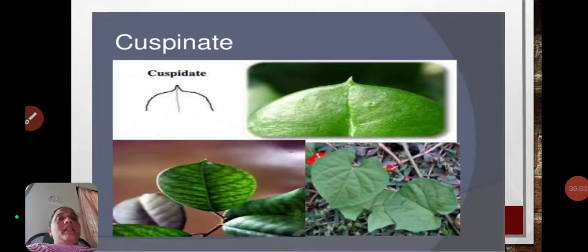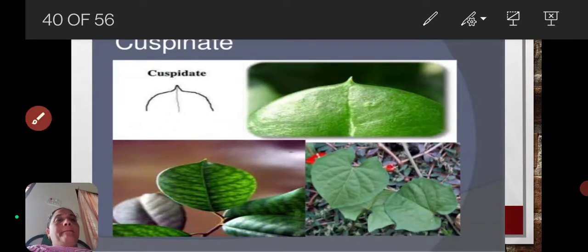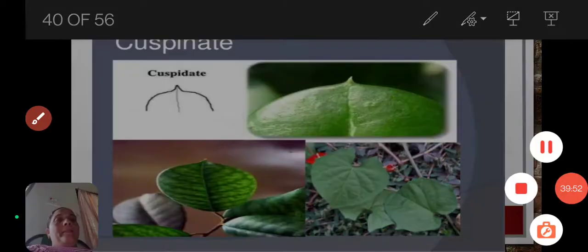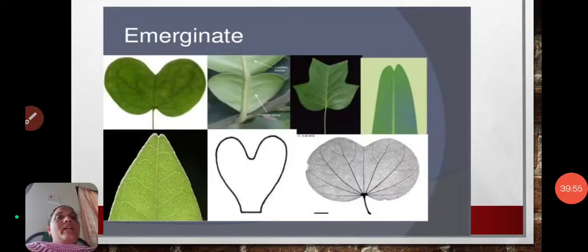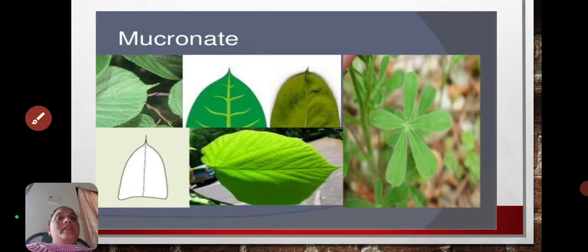Next, this is cuspidate. Cuspidate means like this. This is the ending part of the leaf, and the ending part of the leaf just emerges like this. Okay, this is called cuspidate. Next one is emarginate. This is the emarginate leaf apex, just notched like this. Okay. This is emarginate. This is mucronate.